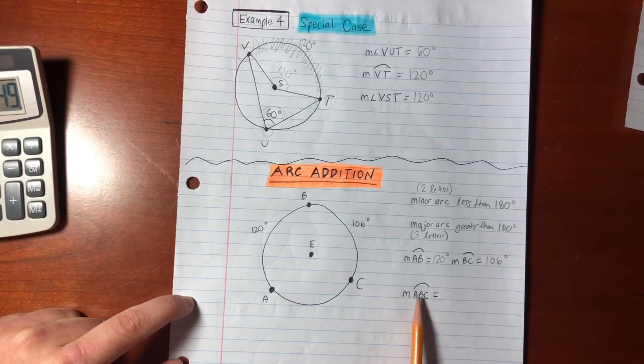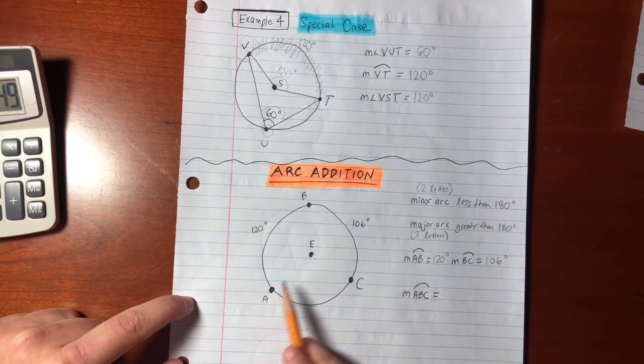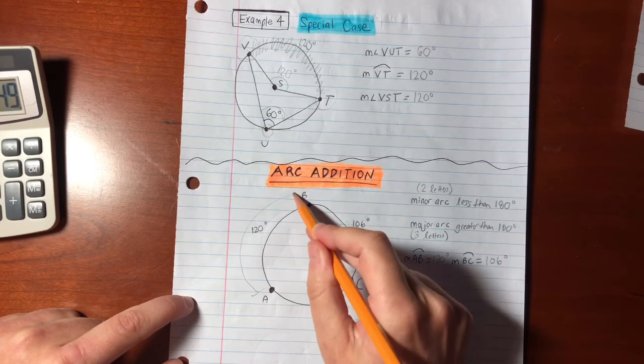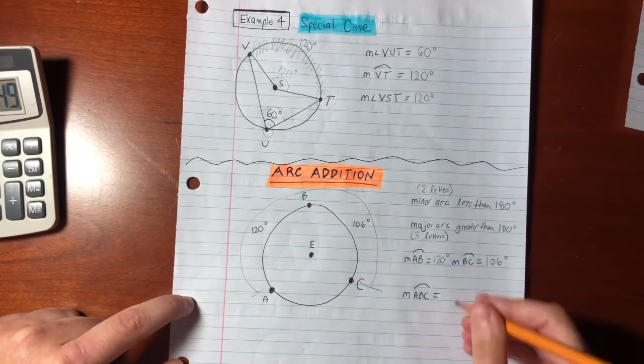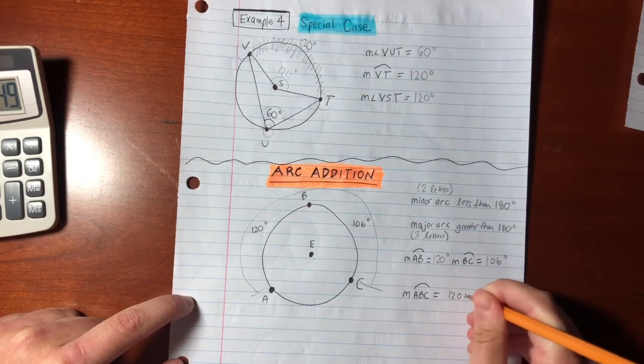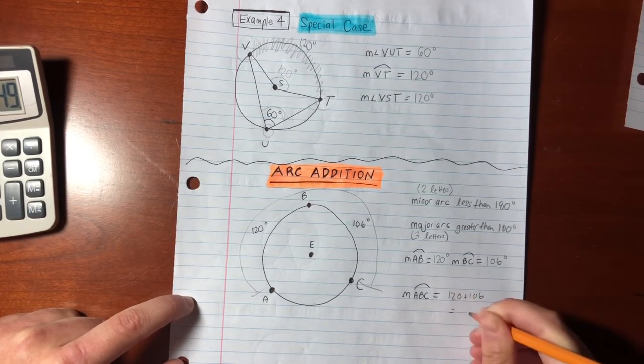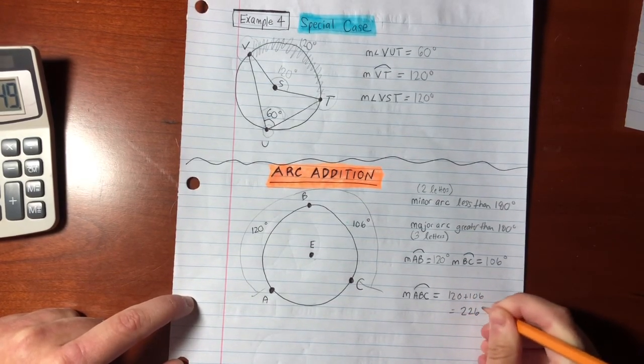And then the measurement of arc ABC. So I'm going to follow the order of the points from point A to point B to point C, and that's simply adding those two arcs together. So it's going to be 120 plus 106, which would give us 226 degrees.